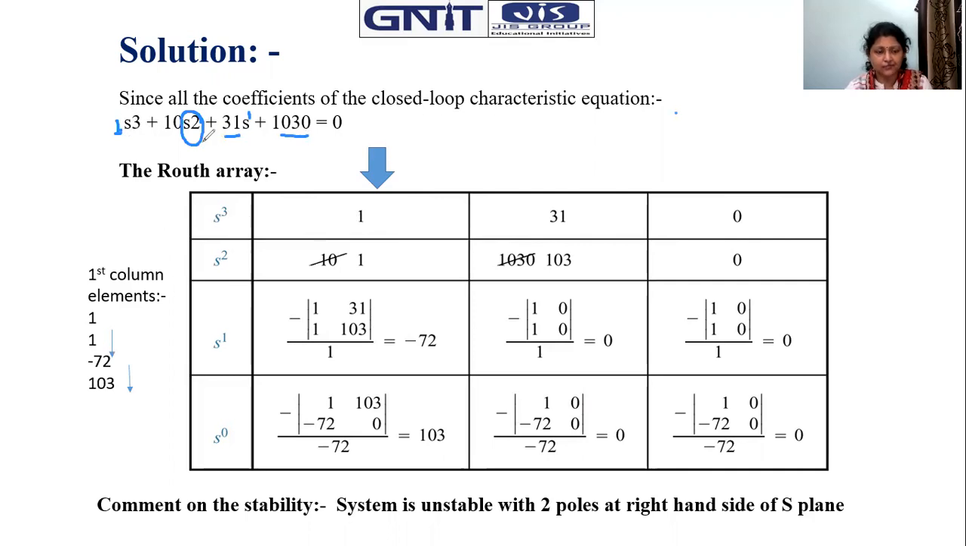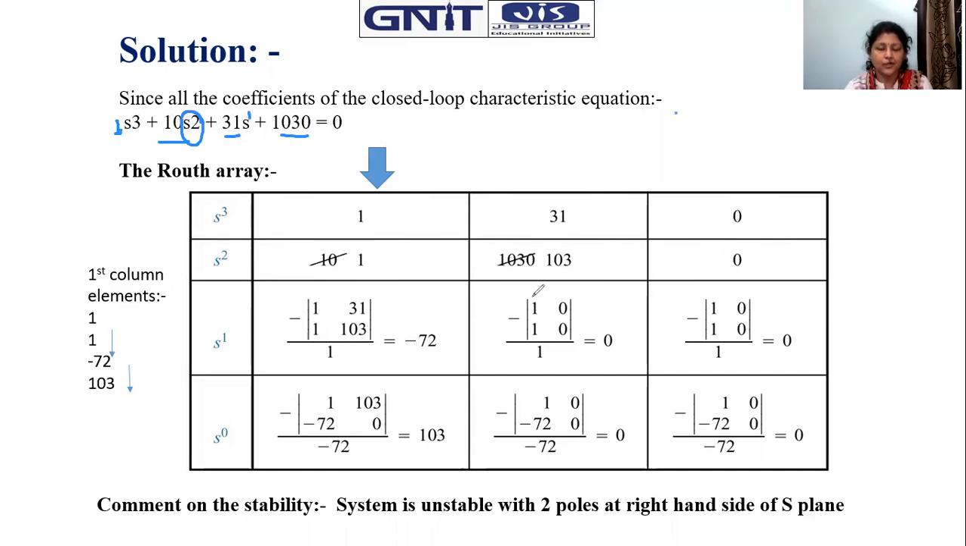Similarly, for the second column, we start with s square. What is the first entry? 10. Then we will observe 1030, right? Then we will get 0. So for the s square row, we are getting 10, 1030, and then 0.